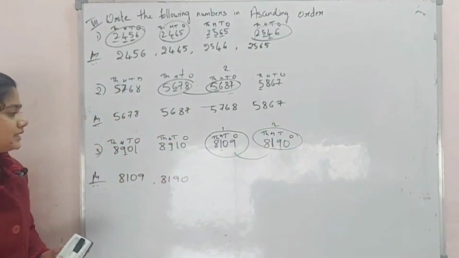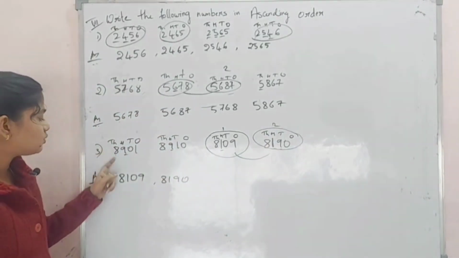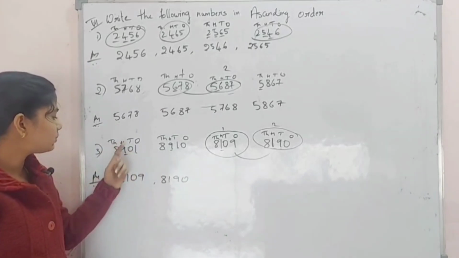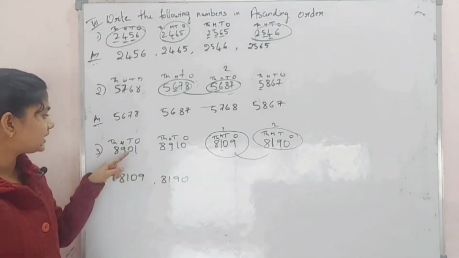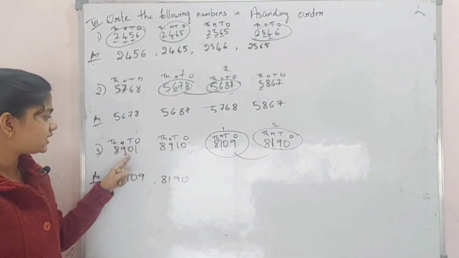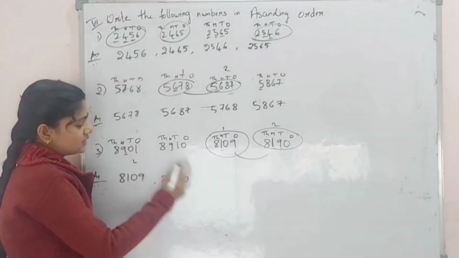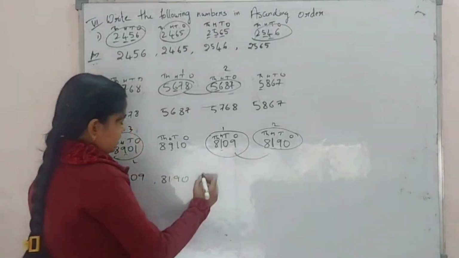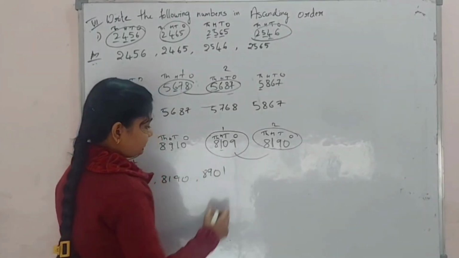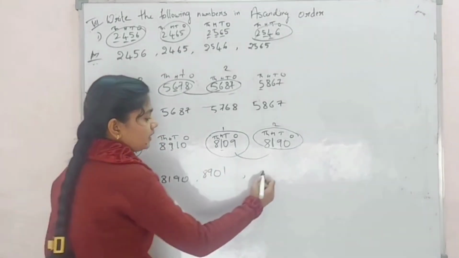Now I am taking the third smallest number. How will I take? Have to check with the 1000 place. 1000 I have 8, 8. I cannot conclude. I am going with the 100 place 9, 9. Still I am not able to conclude. So I am going with the 10th place. In 10th place I have 0 and here I have 1. So 0 will be my third smallest. 0 is lesser than 1, right? So I am taking this one as my third smallest digits and the fourth will be the remaining.